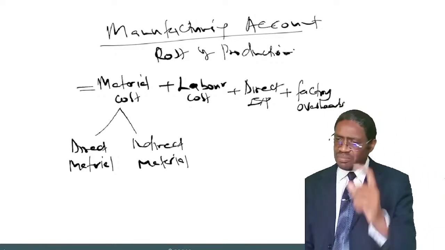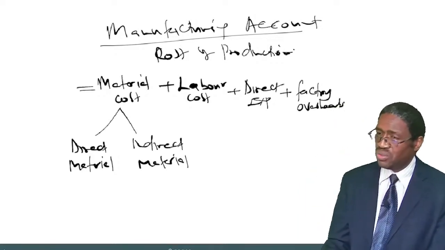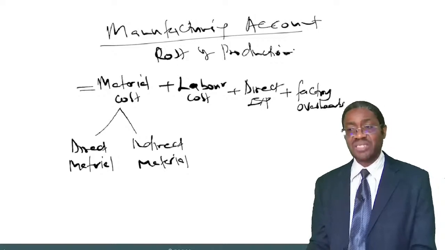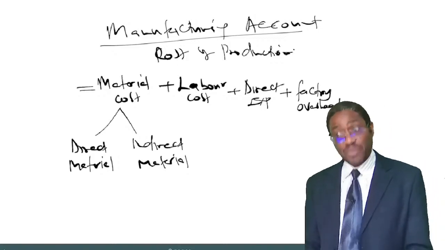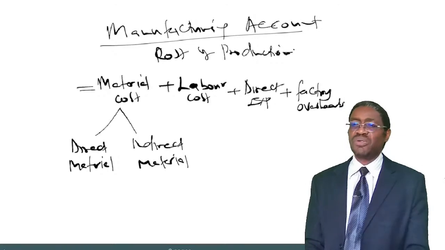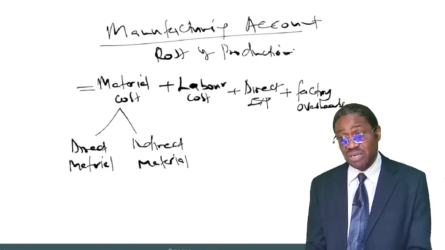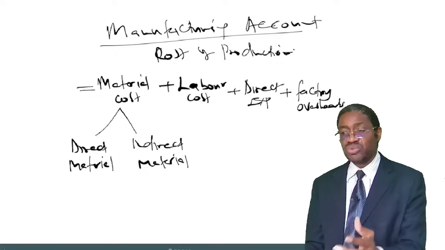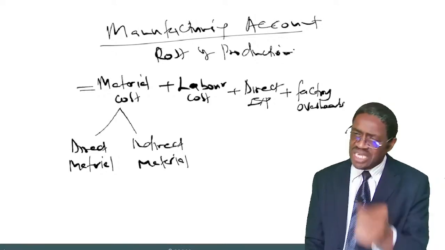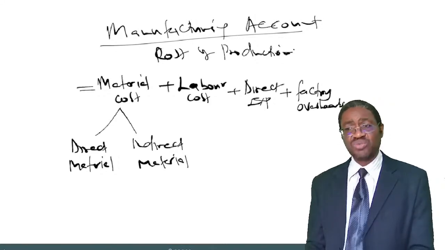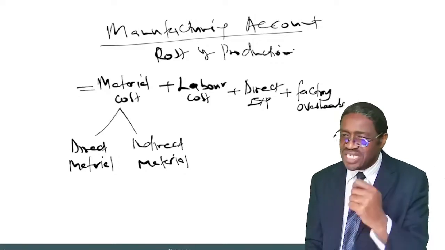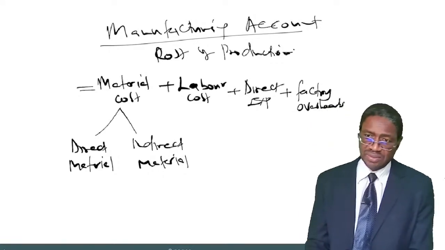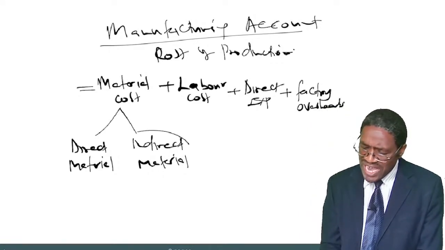Now, direct materials, we have already talked about, are those materials that are used directly in the manufacture of a product. We have given an example, like if you are manufacturing tables, you need timber, you need the nails, and you need the glue. Those are materials that are used directly in the manufacture of a product. I told you these are materials that can be identified in the final product. Good. What about indirect materials?